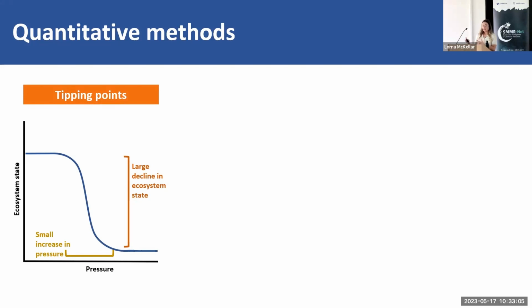And it essentially says that there's this point in this relationship where just a small increase in pressure will cause a disproportionately large decline in the ecosystem state. So that tipping point there is where this method says to set the threshold, and then we know that any value above that can be representative of a good state.